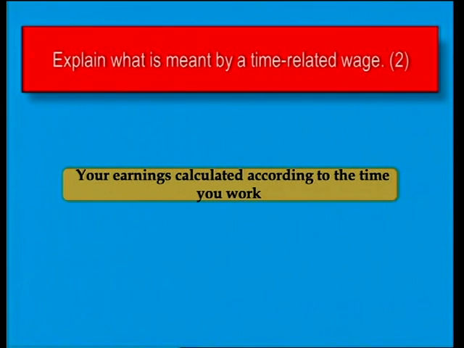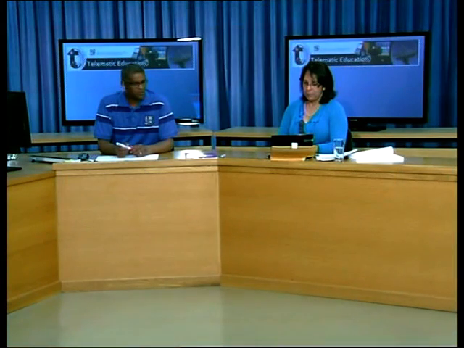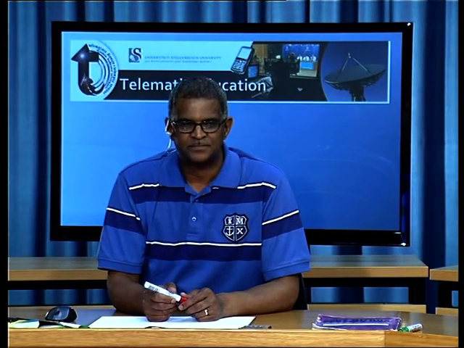Your earnings that are calculated according to the time you work. Would you like to add anything else, Leicester? Yes, so a simple example would be if you work 30 hours in a week, you will be paid for those 30 hours and not a cent more. If it's not time related, it can also be piecemeal, where you get paid according to the quantity of products that you produce. Yes, that is the other alternative.